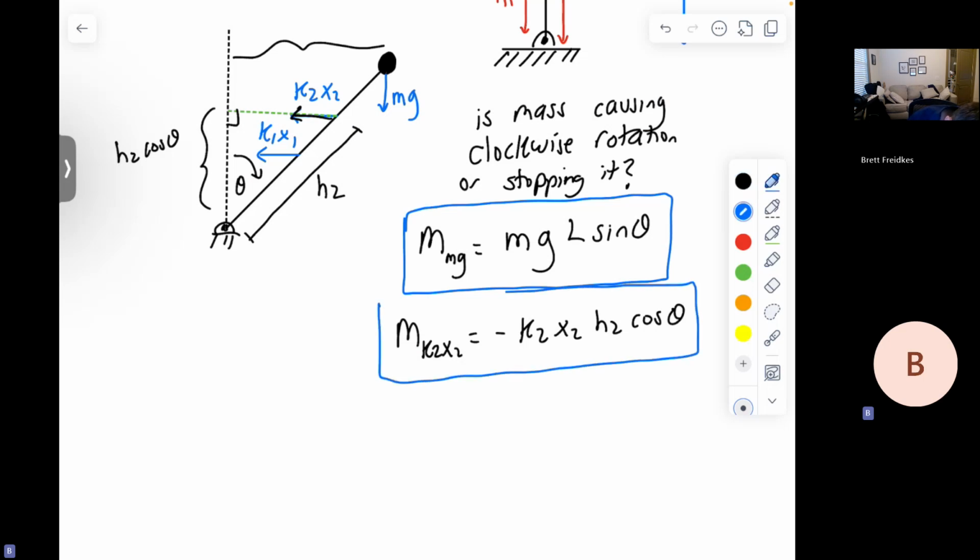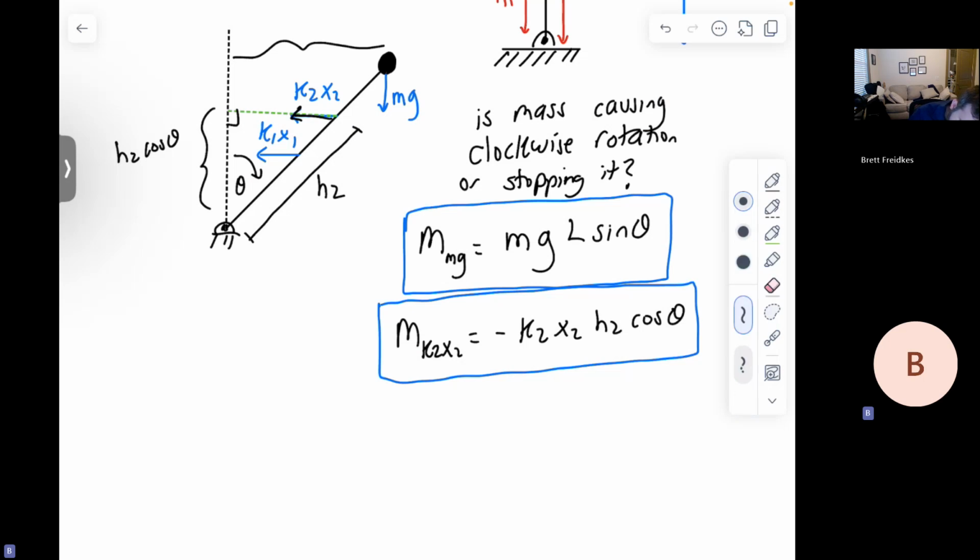And again, we'll have to deal with the fact that we have x's later on because x is not a defined variable in the problem. We want our differential equation to be in terms of theta because this object is rotating. It's not translating. It's just spinning around the pivot point.